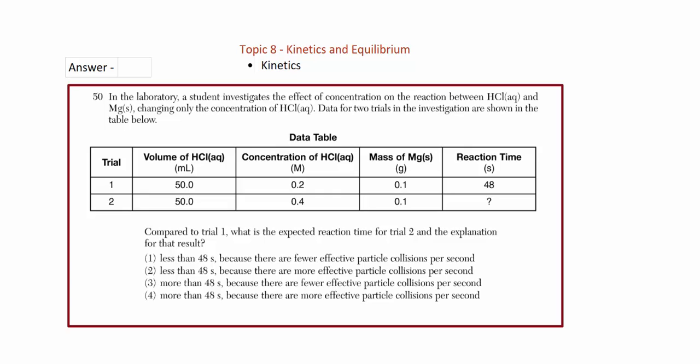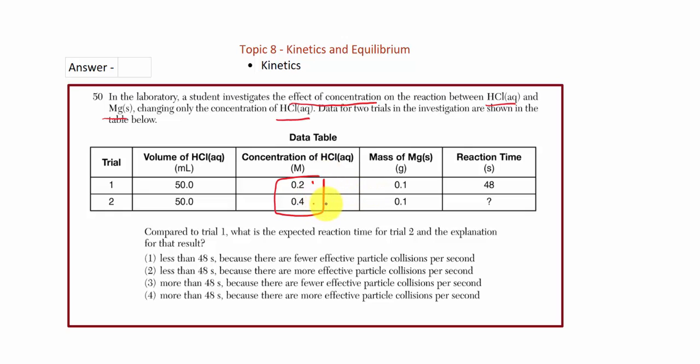And the final question on part B1, number 50. In the laboratory, a student investigates the effects of concentration on the reaction between hydrochloric acid and magnesium, changing only the concentration of the hydrochloric acid. Data for 2 trials in this investigation are shown in the table below. In the first trial, the concentration of the hydrochloric acid is 0.2 molar, and in the second trial, it's 0.4 molar. So that's the variable that's being changed here. That is what's being increased.